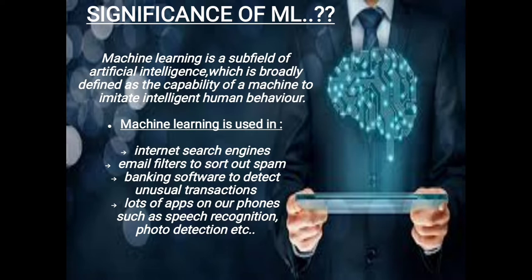Some applications of machine learning are internet search engines like Bing, DuckDuckGo and Google. Bing is the default search engine in Microsoft's web browser and was launched in 2009. DuckDuckGo is a popular search engine known for protecting the privacy of users. And Google is undoubtedly the most popular search engine. Next are email filters to sort out spam, where ML detects whether a given email is spam or not. Also banking software to detect unusual transactions, and lots of apps on our phone such as speech recognition, photo detection, etc. are applications of ML.